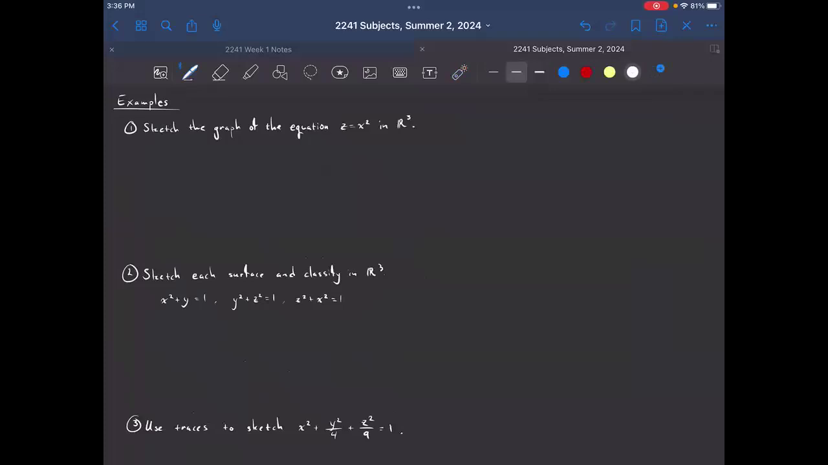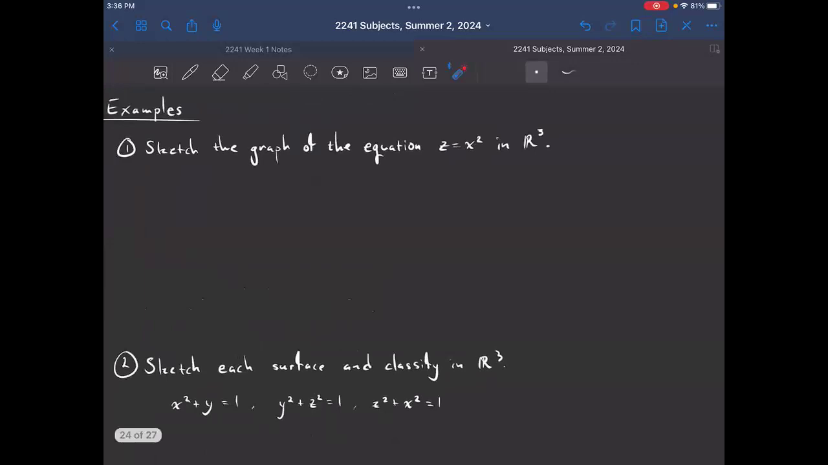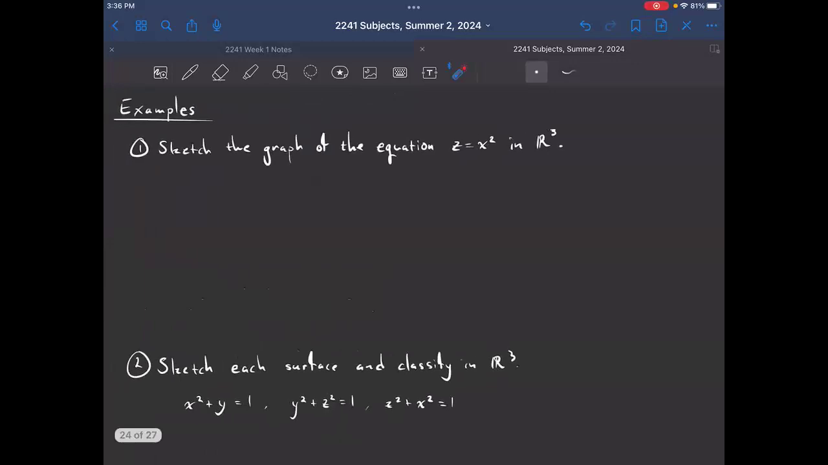We've already gone through the overview video. And here we have our first problem. So it says, sketch the graph of the equation z equal x squared in R3. Let me zoom in a little bit. It's a little hard to read. Okay, so we want to sketch the graph of this equation.